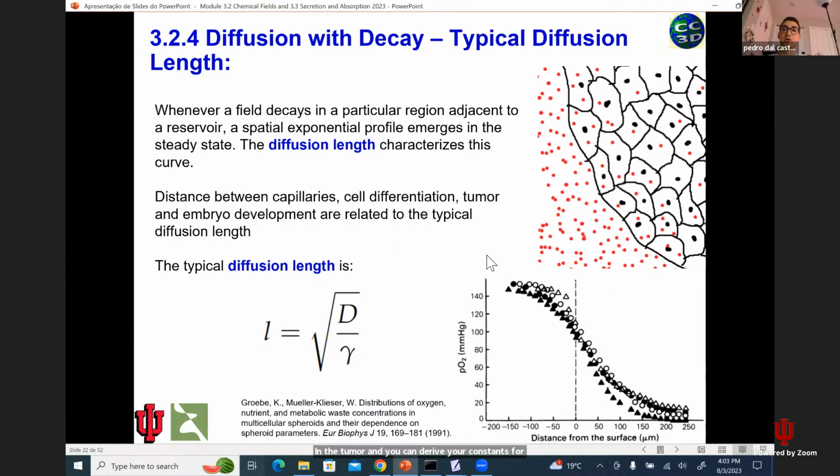So this is a real measurement, a real experiment in a tumor where they measure the concentration of oxygen as you get inside the tumor. So left of the zero line, which is the dashed line, is the concentration of oxygen outside the tumor. And as you get inside the tumor, the concentration of oxygen decays, which leads to that exponential profile. All right.